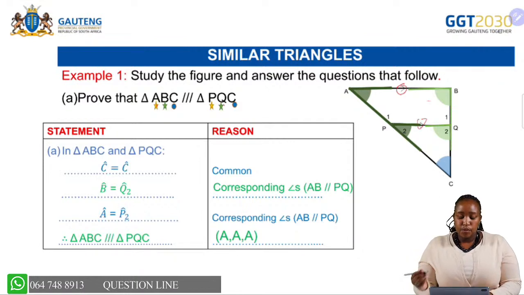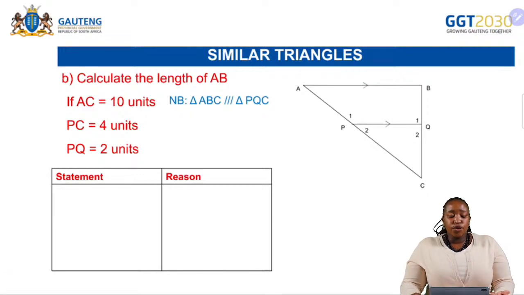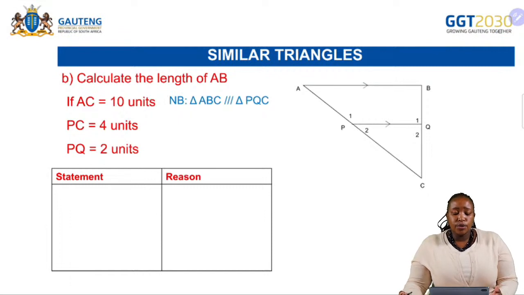Okay. Right. This one says calculate the length of AB, all right? And if AC is 10 units and PC is 4 units and PQ is 2 units, all right? So what I'm going to do, I'm going to give you 2 minutes to answer this question, and then we are going to work on it together.